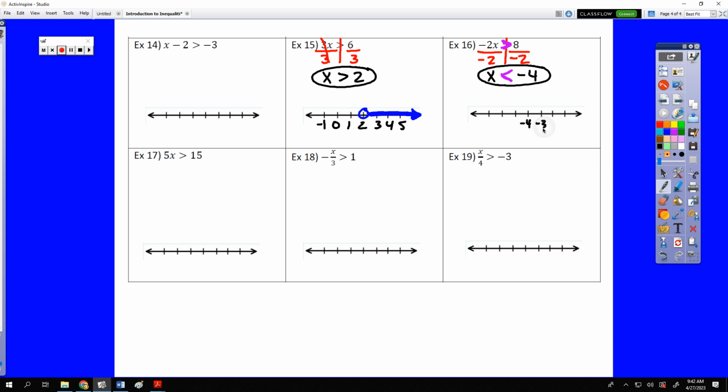Other than that, no different in terms of graphing. Okay, is that an open or closed circle? Still open. Do we shade to the left or the right? Left. Okay, that symbol, the purple one, is pointing us to the left. Okay?